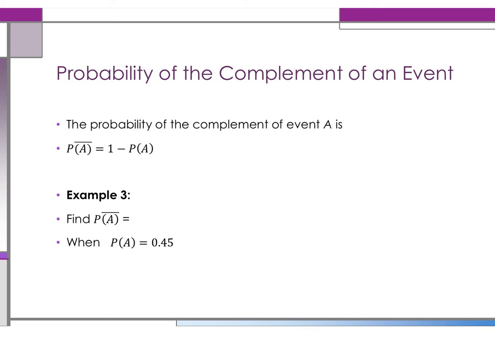All right. The probability of the complement of an event, okay? So the complement, underline that, is just if the event didn't happen.